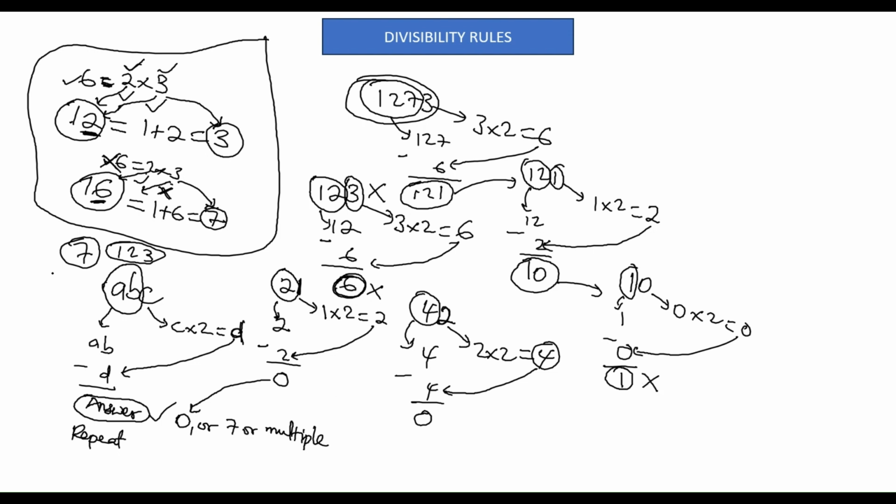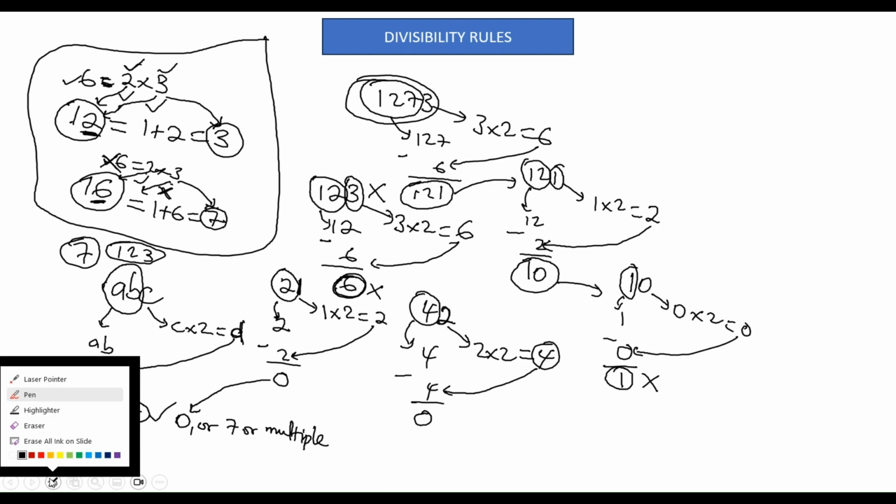Now let's clear the board and continue with divisibility by 8. For divisibility by 8, we know 8 is 2 times 4. We know divisibility by 2 and divisibility by 4. That's what to apply. So that's a smart way of handling it. Divisible by 2 and divisible by 4. If they both satisfy the particular number, then we go ahead.